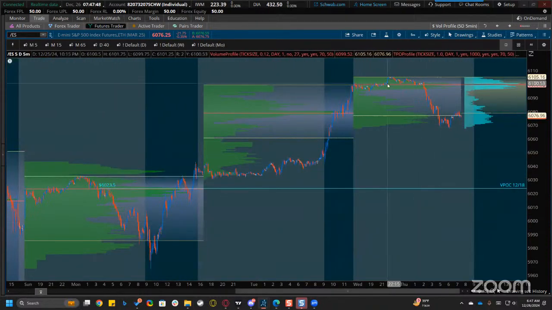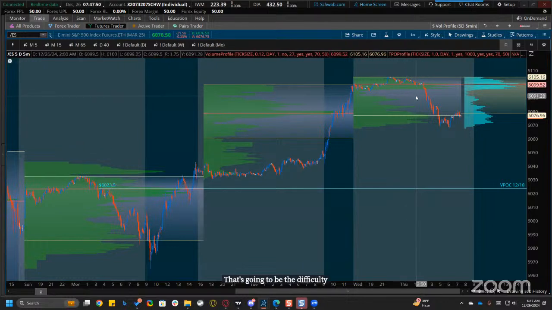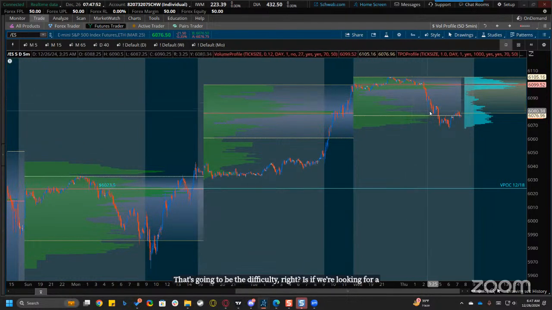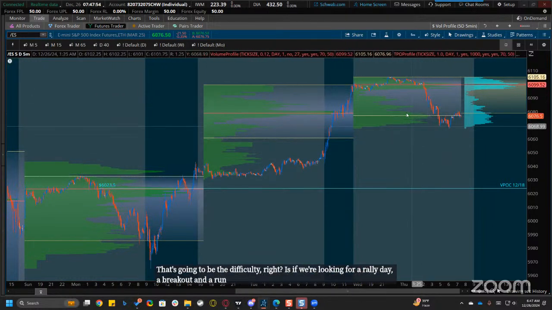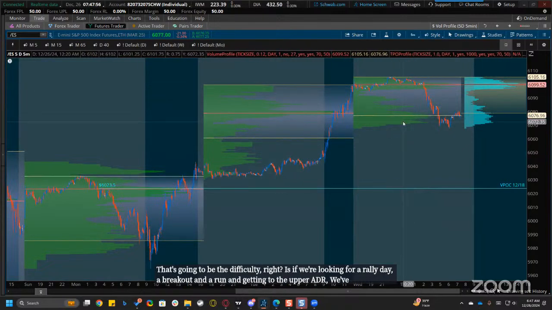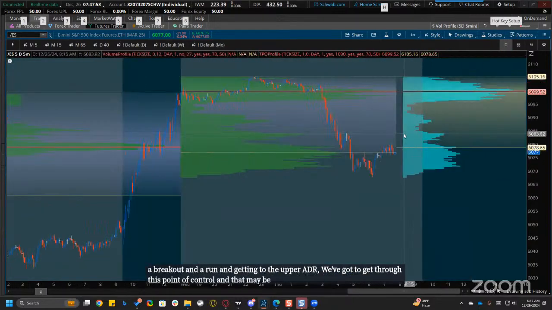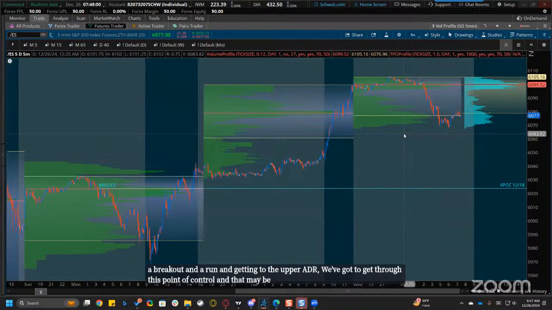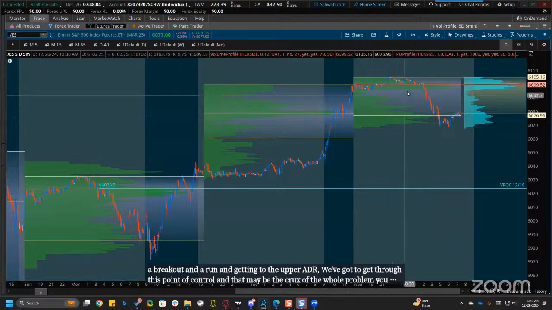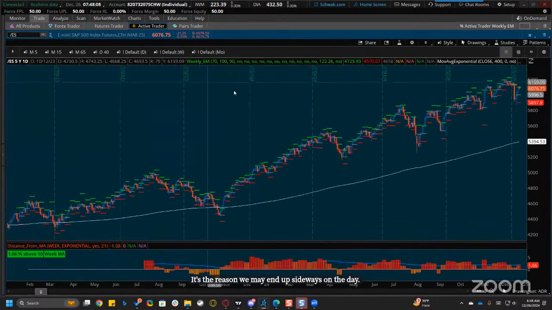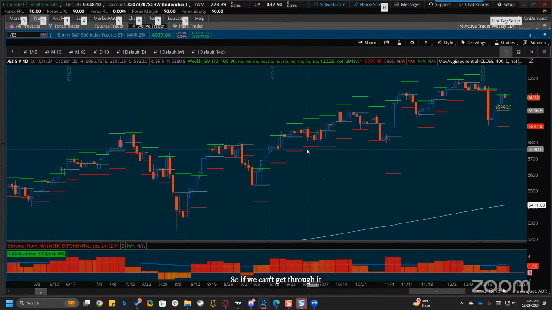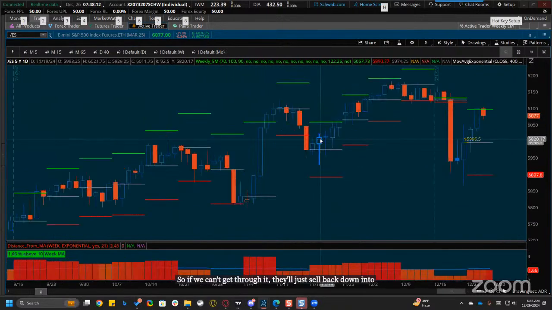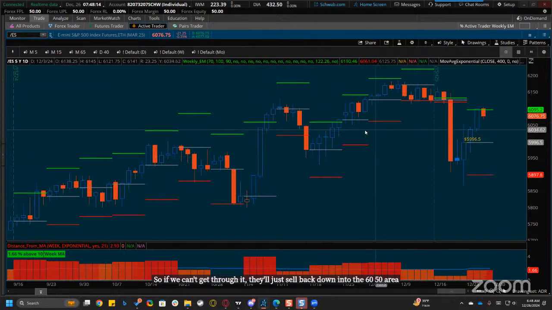That's going to be the difficulty, right? If we're looking for a rally day, a breakout and a run to the upper ADR, we've got to get through this point of control. And that may be the crux of the whole problem. It's the reason we may end up sideways on the day. If we can't get through it, they'll just sell back down into the 6050 area, no change.